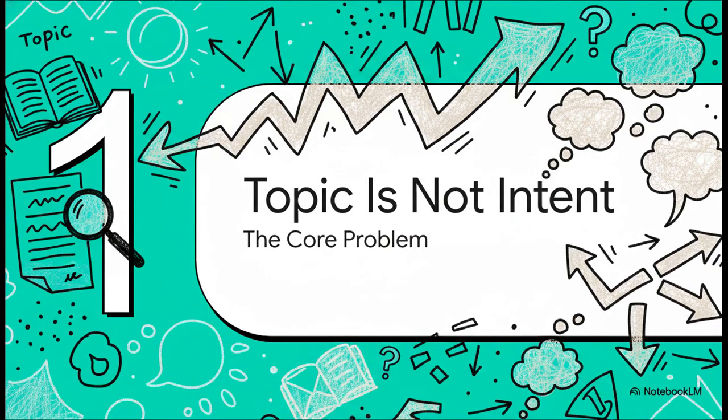So, first things first, topic is not intent. Let's really dig into the core problem this whole framework is built to solve. For way too long, we've kind of just accepted this idea that if a page is about a certain topic, then that's the user's intent. But is it really? Turns out, that's a pretty flawed assumption.